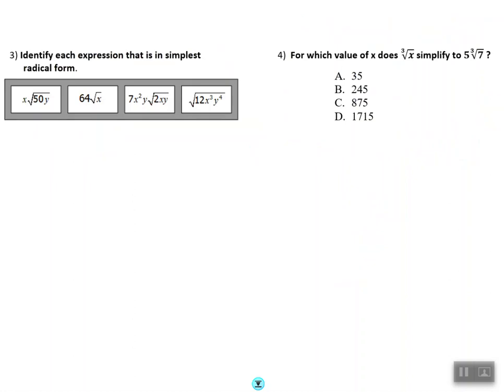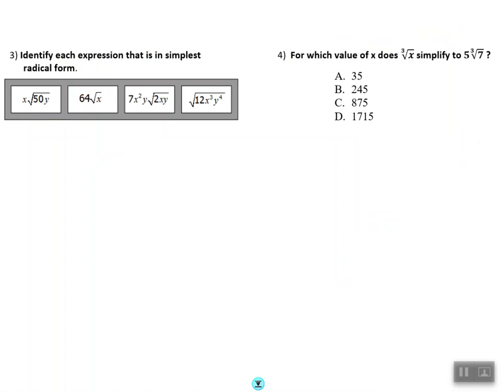Let's take a look at problem number 3. This one is different. It says identify each expression that is in simplest radical form. We mentioned earlier that a radical is in simplest radical form when there are not any perfect squares or perfect cubes under the radical. Since we have square roots in all of these problems, we want to make sure that there are no perfect squares inside each of these square roots.